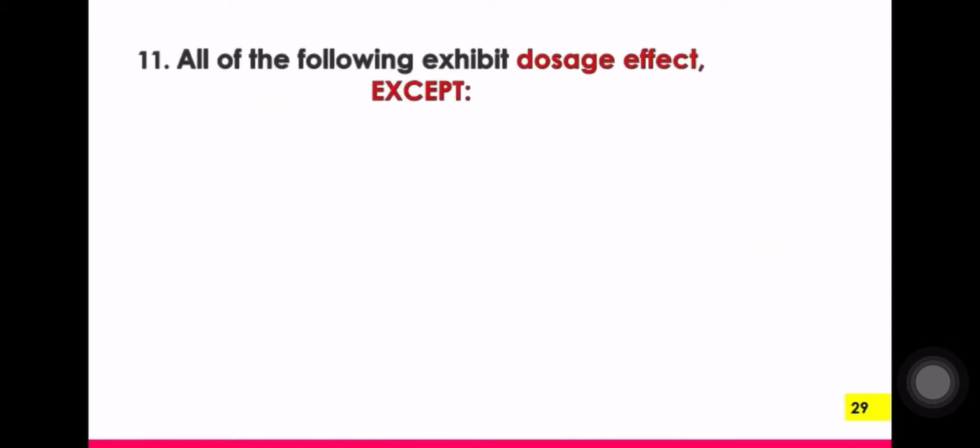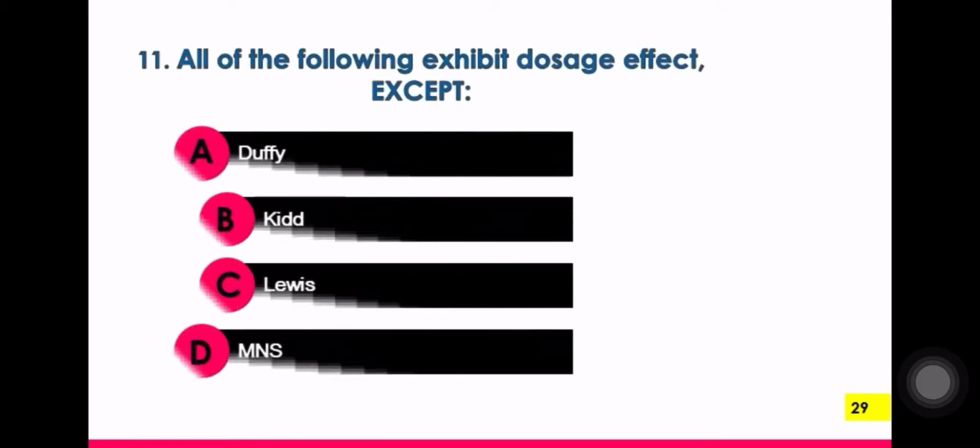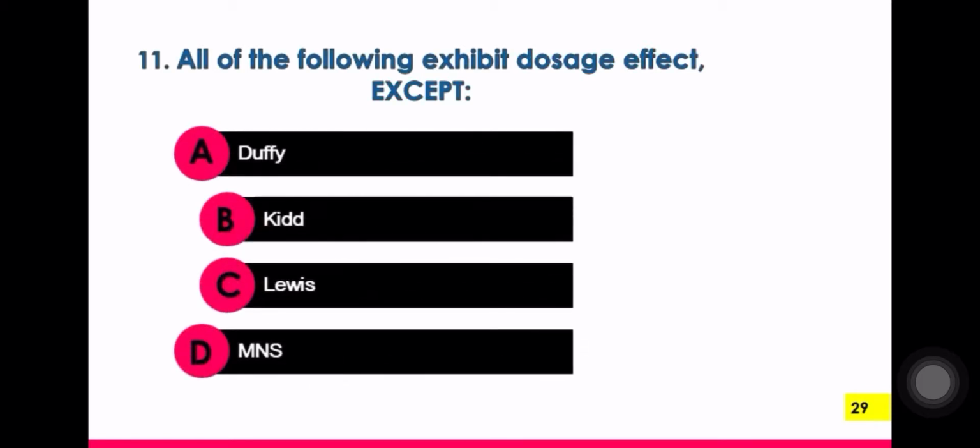Next, for number 11, all of the following exhibit dosage effect except. When we say dosage effect, it is stronger agglutination when a red cell antigen is expressed from homozygous genes. So choice A, Duffy; B, Kidd; C, Lewis; or D, M and S? Again, all of the following exhibit dosage effect except: the answer is letter A.